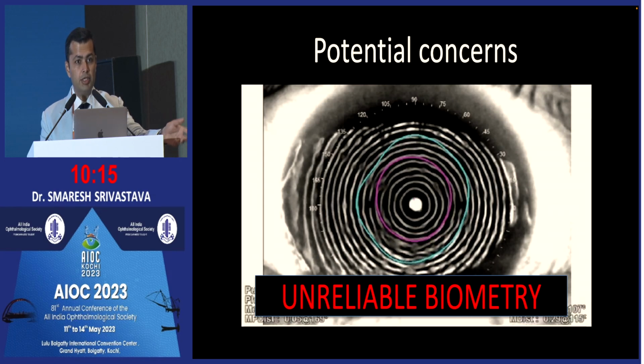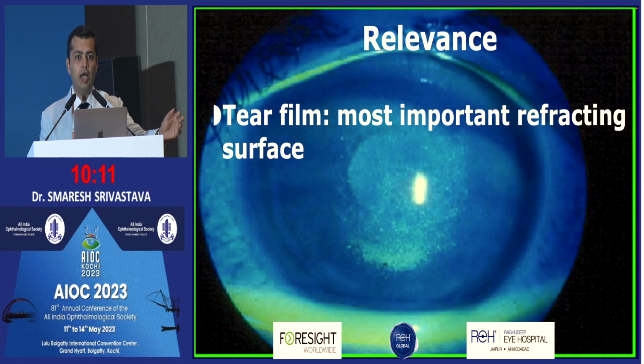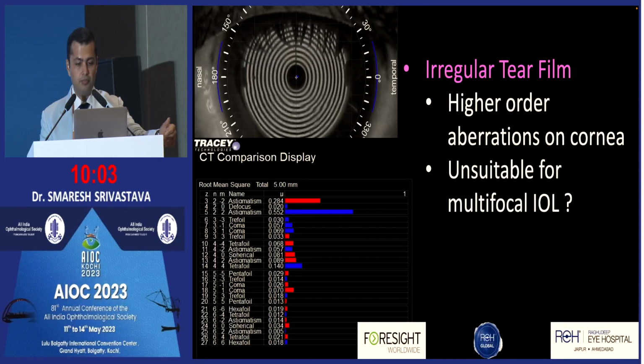And if the patient then goes for a biometry, you're going to get wrong readings, which will translate into wrong IOL powers, because the tear film is the first and the most important refractive surface of the eye. The light is not going to hit your cornea, it's going to hit your tear film. So this is how it is. An irregular tear film will give you higher order aberrations.